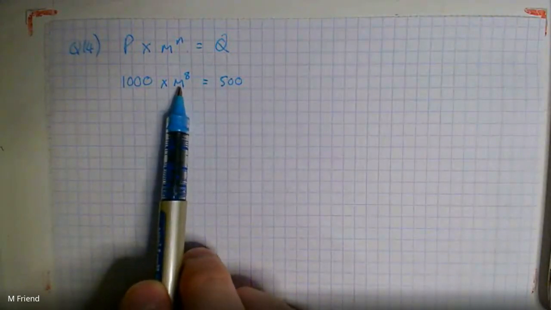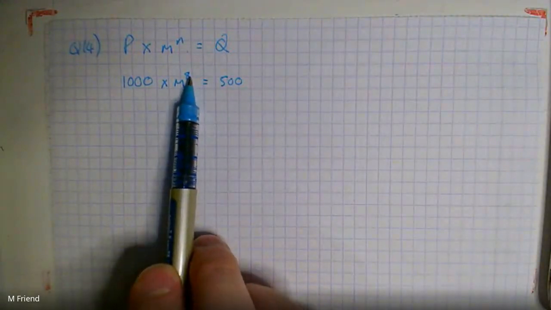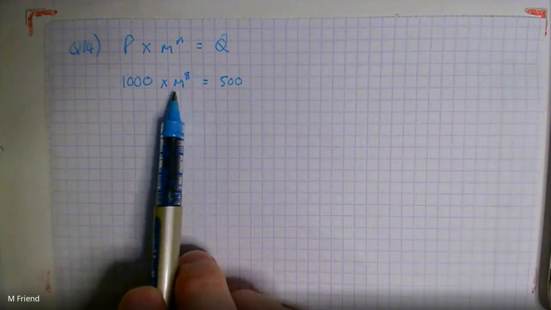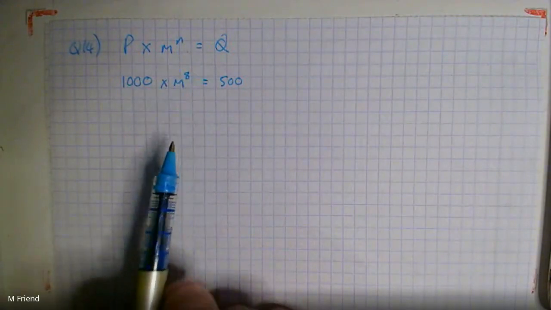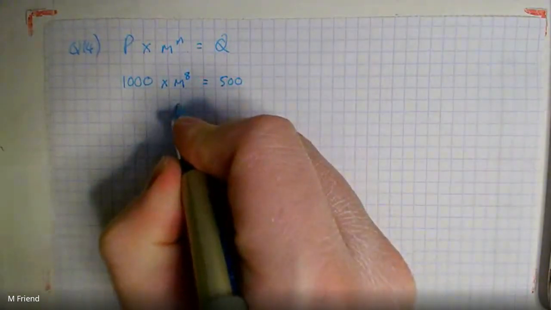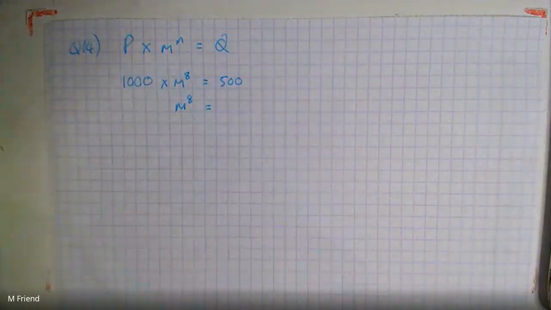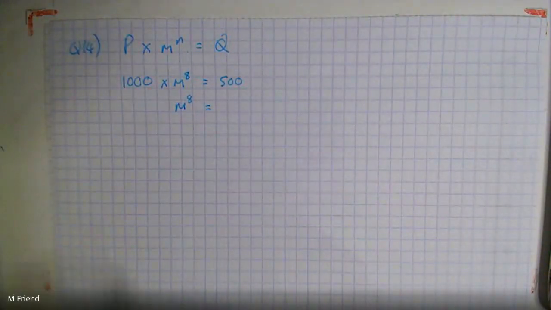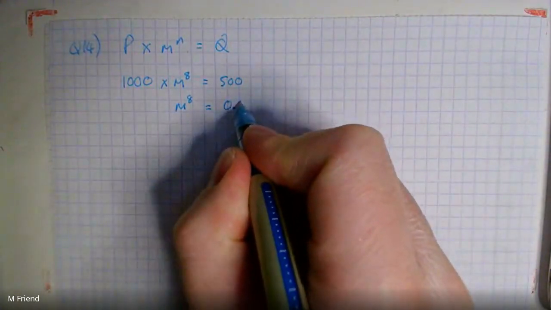Now to get m on its own, notice how at the moment m has been powered up by 8 and also multiplied by 1,000. So let's divide both sides by 1,000. Left-hand side divided by 1,000 is just this. Right-hand side divided by 1,000, that's 0.5.